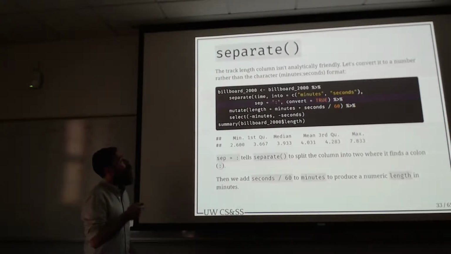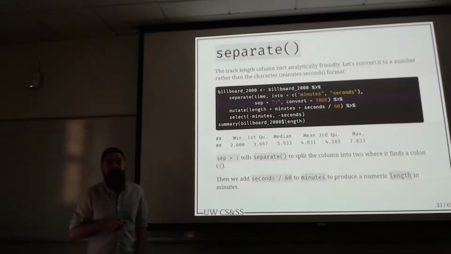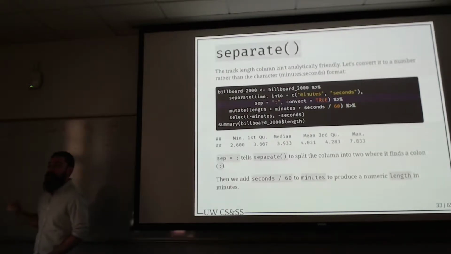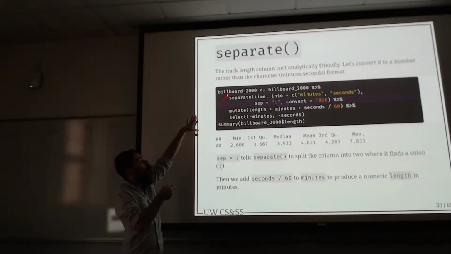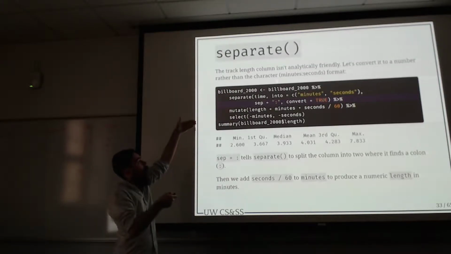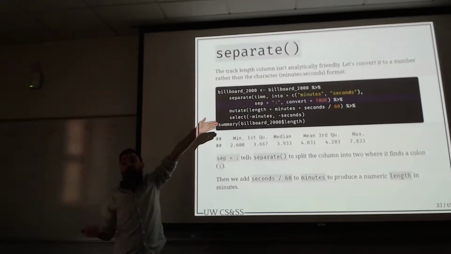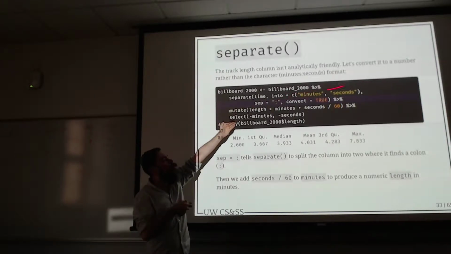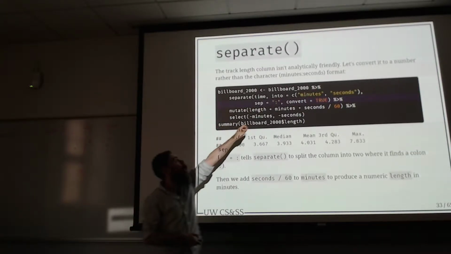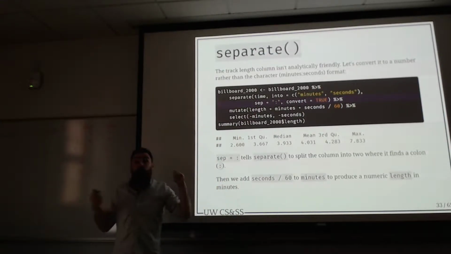So what we want to do is separate our minutes and seconds into something else and create a new numeric column for the length of a song. So what I do here, I'm going to overwrite my Billboard 2000 data. I'm going to take Billboard 2000 and say separate. We're going to separate the time column, which contains data like 3:22, into two new columns. The columns are going to be called minutes and seconds, and I want to separate the data at colons. Anywhere it encounters a colon, put the first thing into minutes and the second thing into seconds.